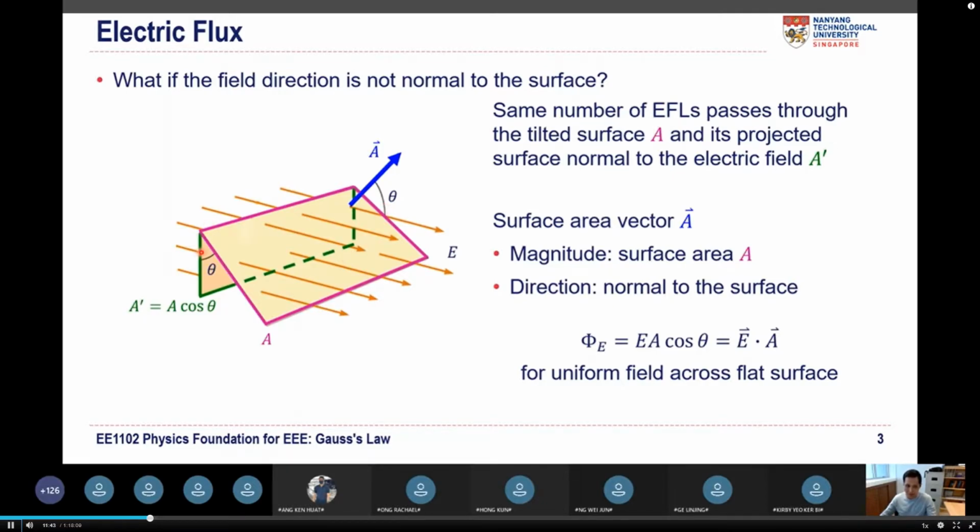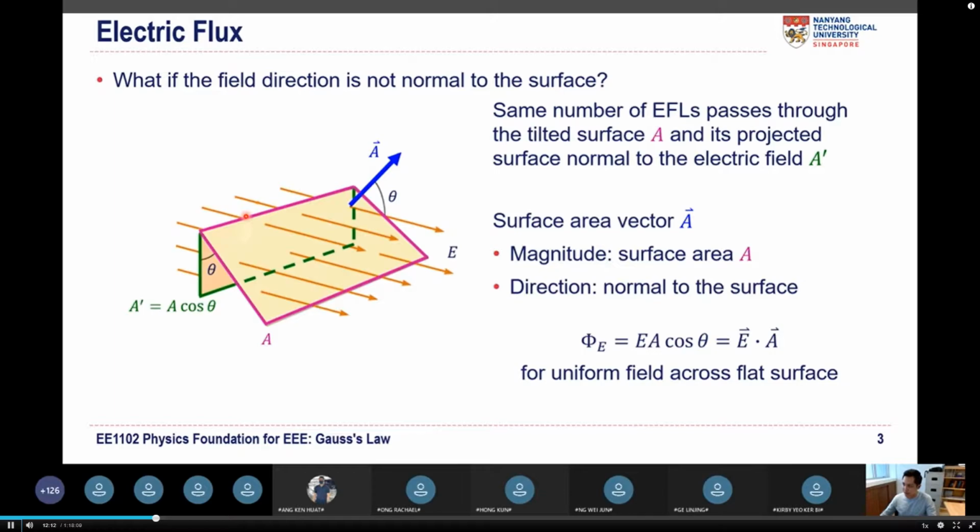Then how do you calculate that when the surface area is at an angle? You actually need to consider this green rectangle, which is a projection of this purple highlighted rectangle that is at 90 degrees to this electric field.